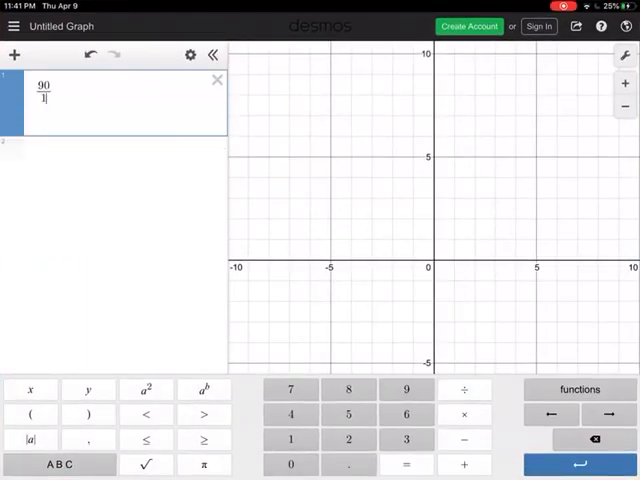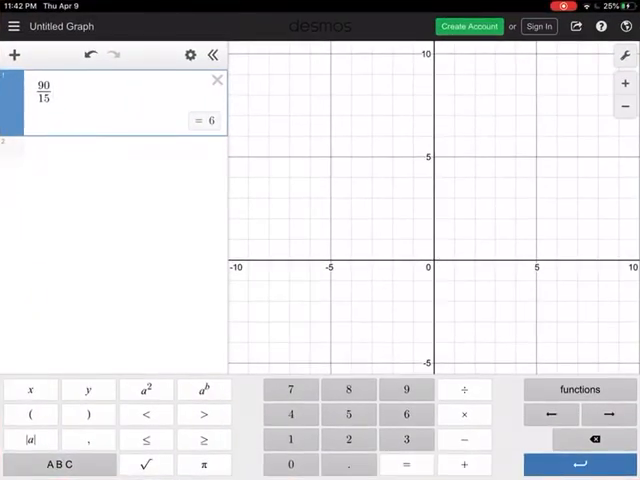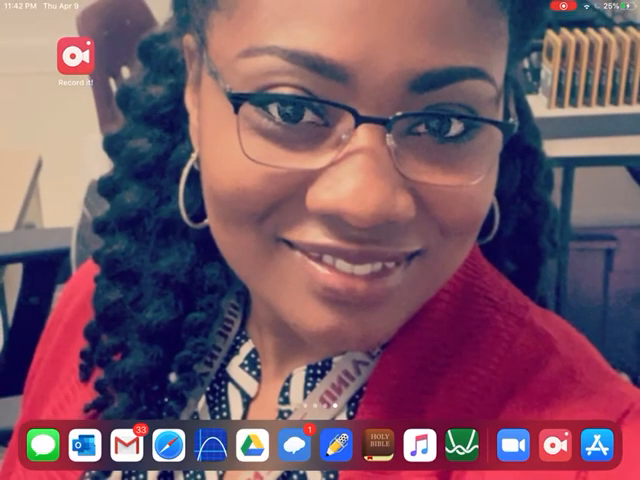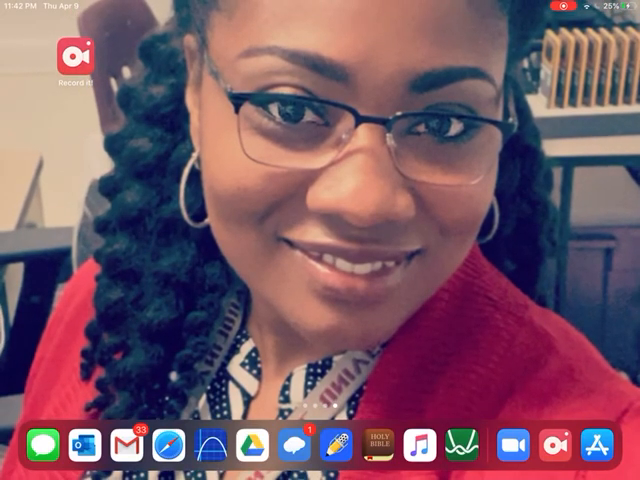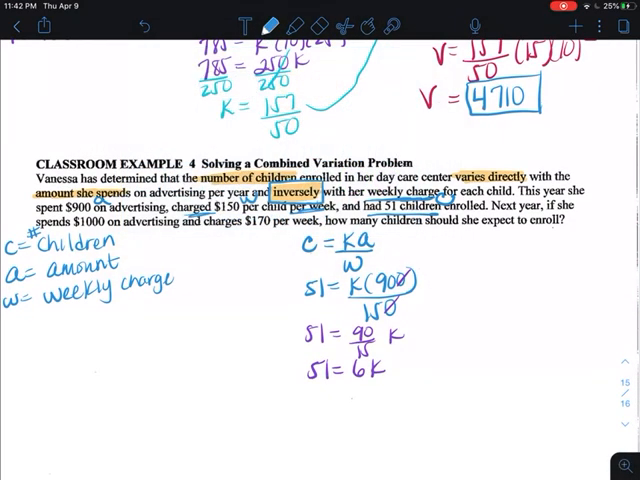So let's see. 90 divided by 15 is 6. You could have actually just done 900 over 150 in the beginning. Right? I was just trying to simplify to make it smaller, which is 6. So that's 6K. So 51 equals 6K. To get K by itself, divide both sides by 6. So K equals 51 over 6.